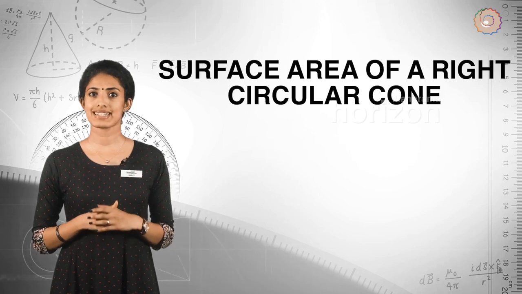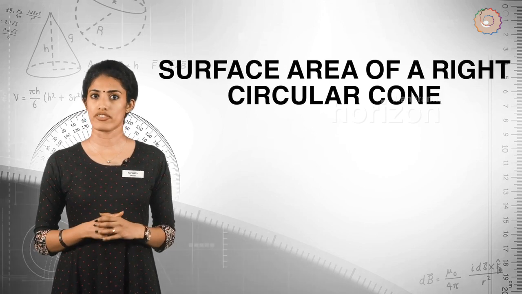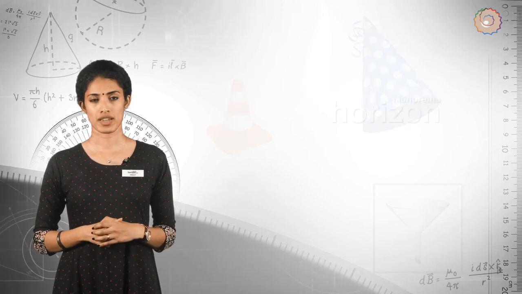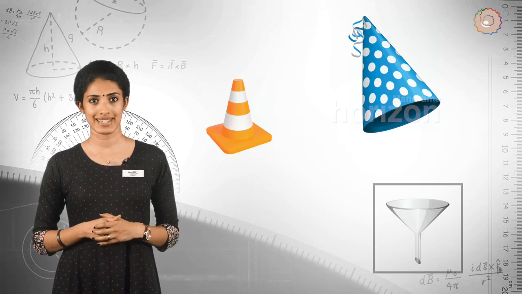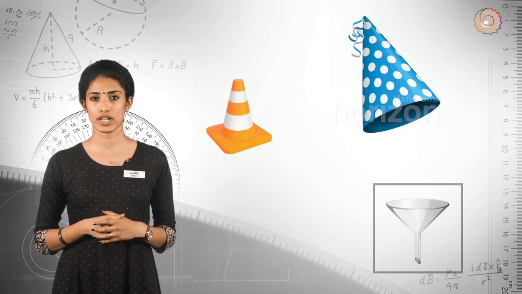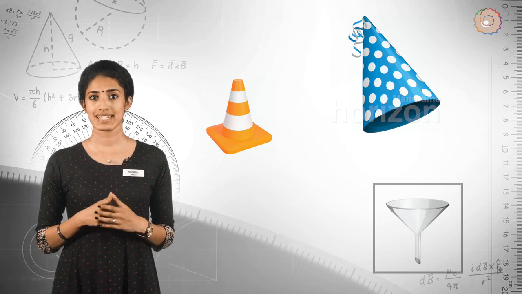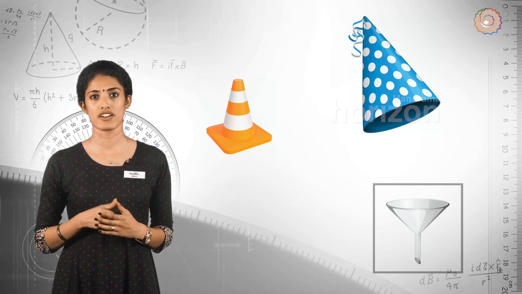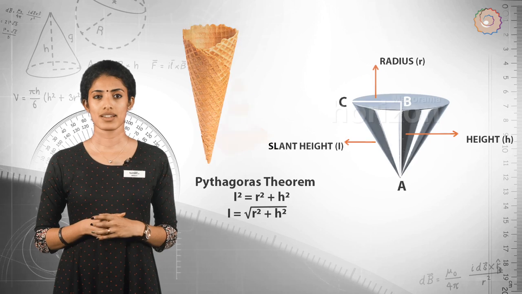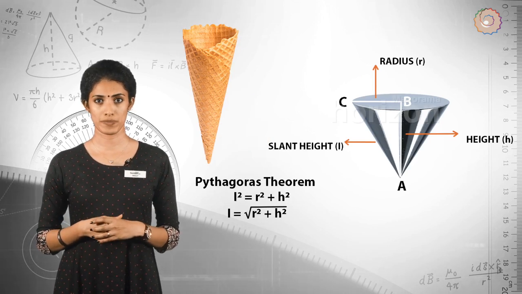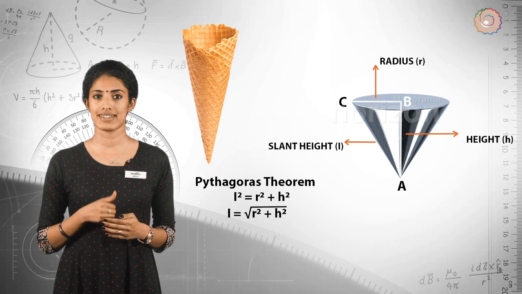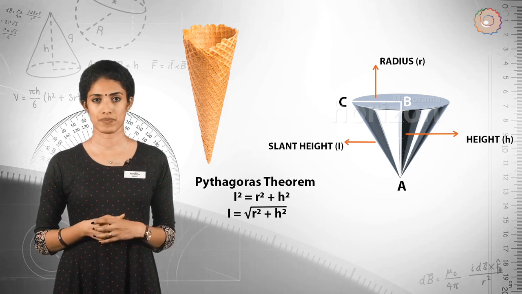Now, let us discuss in detail the surface area of a right circular cone. We have come across solids such as ice cream, birthday caps, funnels, traffic cones, etc. Let us see how to measure them in terms of surface areas. Here, we see that there are only two surfaces for this cone. One is the curved surface and the other one is the circular base.